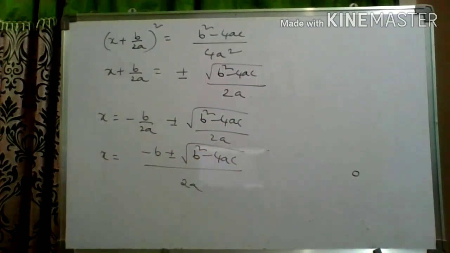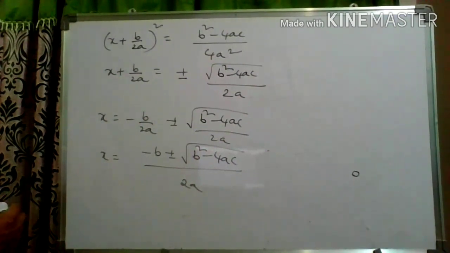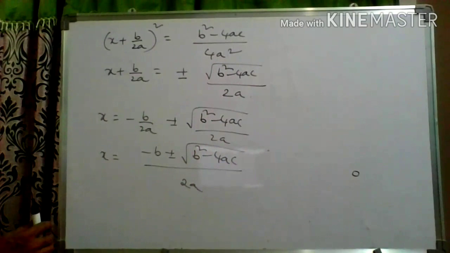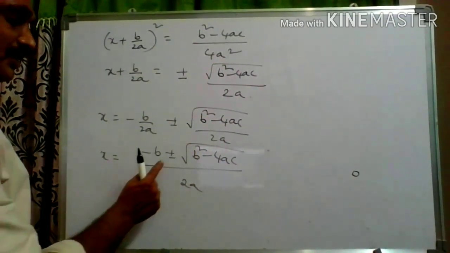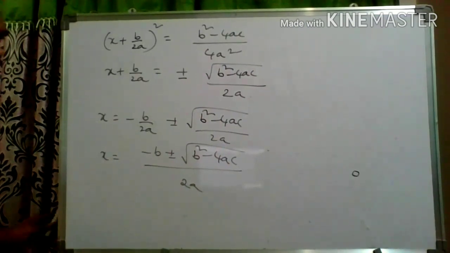Students, the roots of ax square plus bx plus c are equal to minus b plus or minus root of b square minus 4ac by 2a. So the roots of ax square plus bx plus c are minus b plus or minus root of b square minus 4ac by 2a.